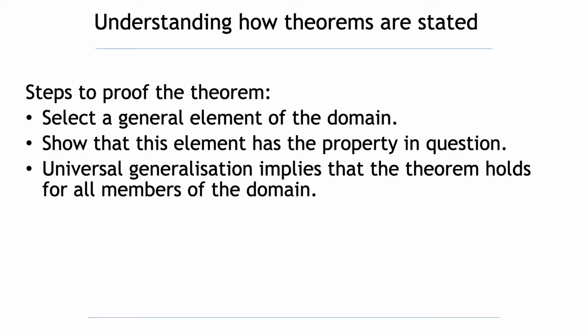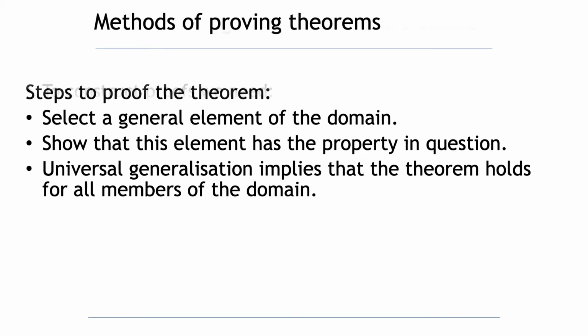To prove this type of theorem, we usually follow 3 steps. We select a general element of the domain. Then, we show that this element has the property in question. After that, universal generalization implies that the theorem holds for all members of the domain. These are the 3 common steps that we follow every time we want to prove the previous type of theorem.